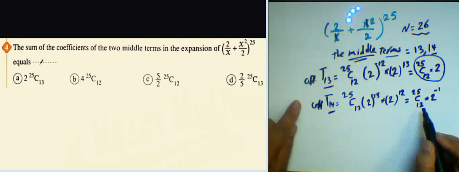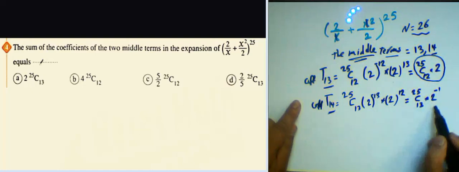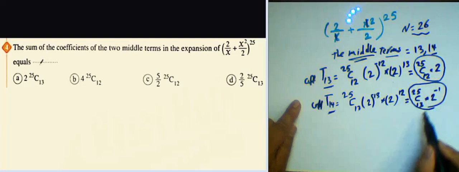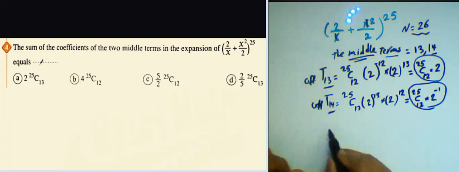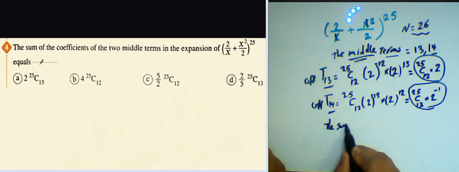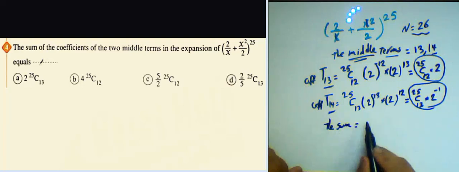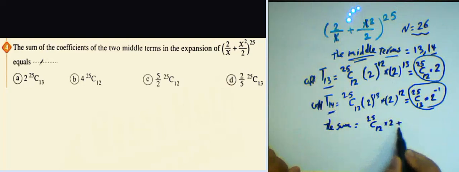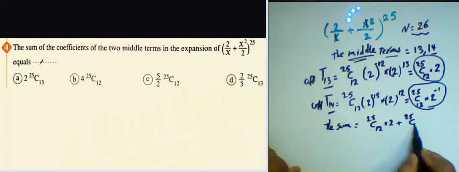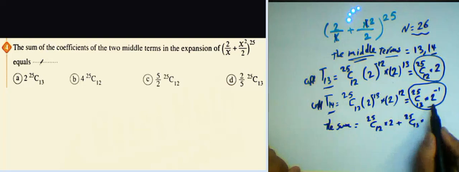And then he wants to find the sum of the two coefficients, term 13 and term 14. We can find the sum, we can add them: 25 combination 12 times 2 plus 25 combination 13 multiplied by 2 power negative 1, it will be half.